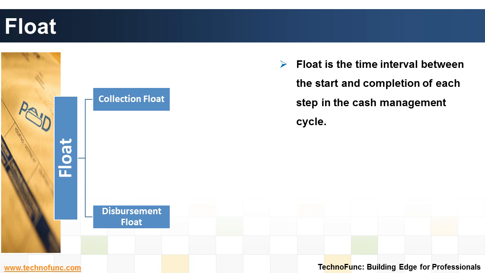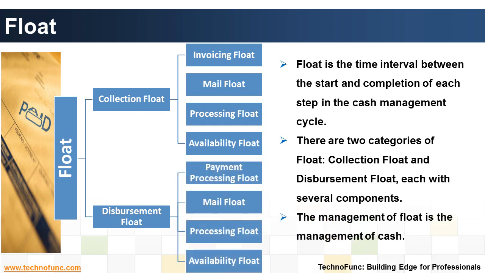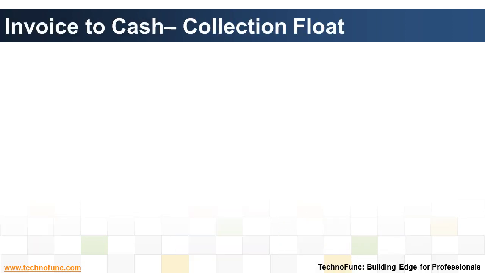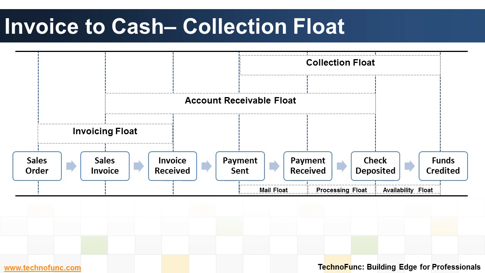Each cash management system is designed to improve the flow of cash by accelerating the collection of funds and extending the disbursement float. There are 2 categories of float: collection float and disbursement float, each with several components. Collection float is the time spent to collect receivables. Collection float is the sum total of time taken by invoice float, mail float, processing float, and availability float.